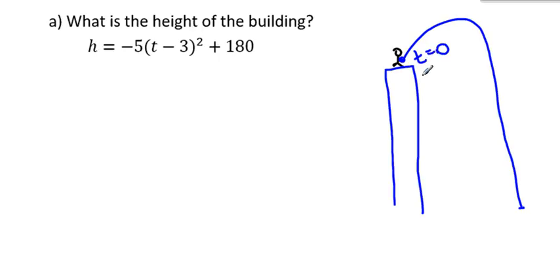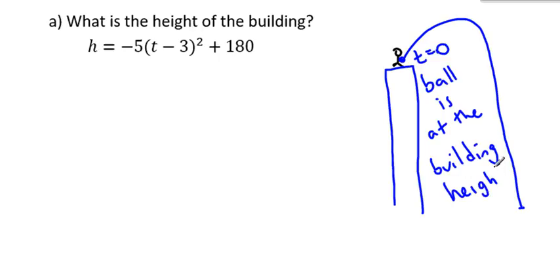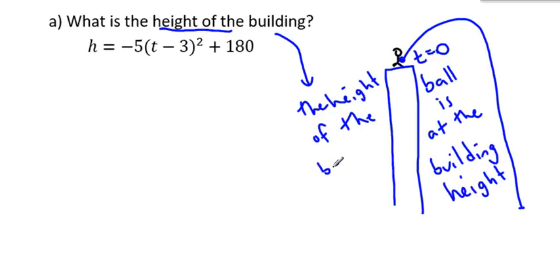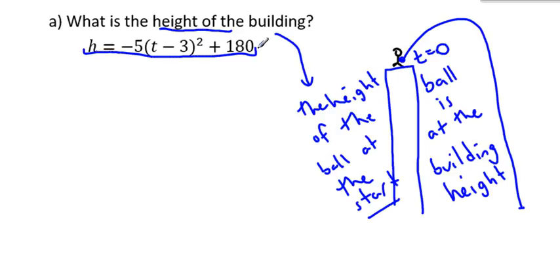So when t equals 0, the ball is at the building height. Asking for the height of the building is the same as saying the height of the ball at the start, meaning the start of when the ball's motion takes place. And of course that means when this equation actually starts to come into effect. So that means we need to let t equals 0 and find h.